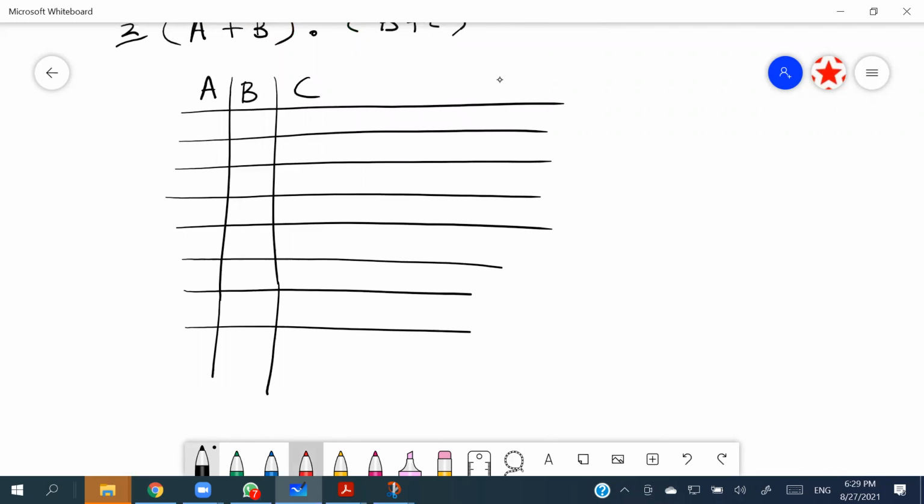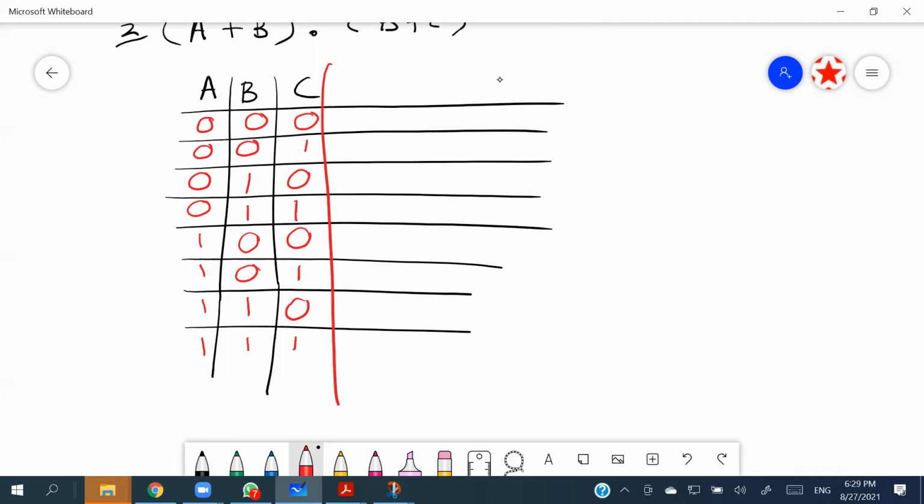Right, again, I'm going to fill out the things. So the first column: 4 zeros, 4 ones, 2 zeros, 2 ones, 2 zeros, 2 ones, 0, 1, 0, 1, 0, 1, 0, and a 1. Right? So let's make this.